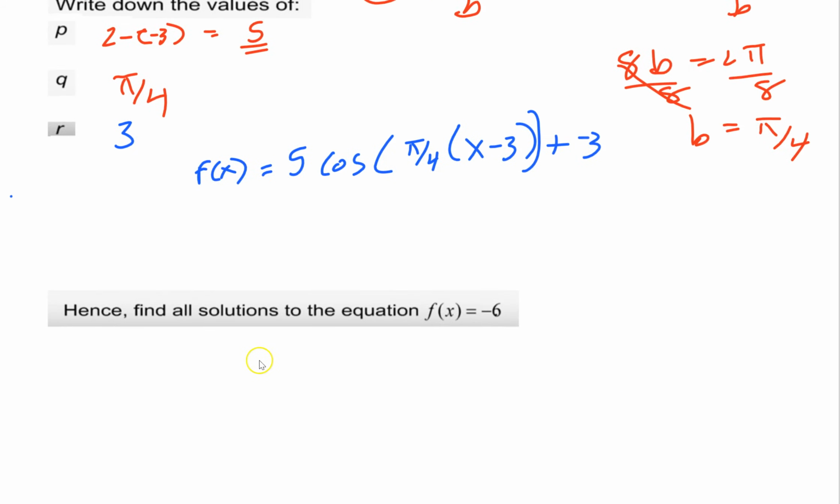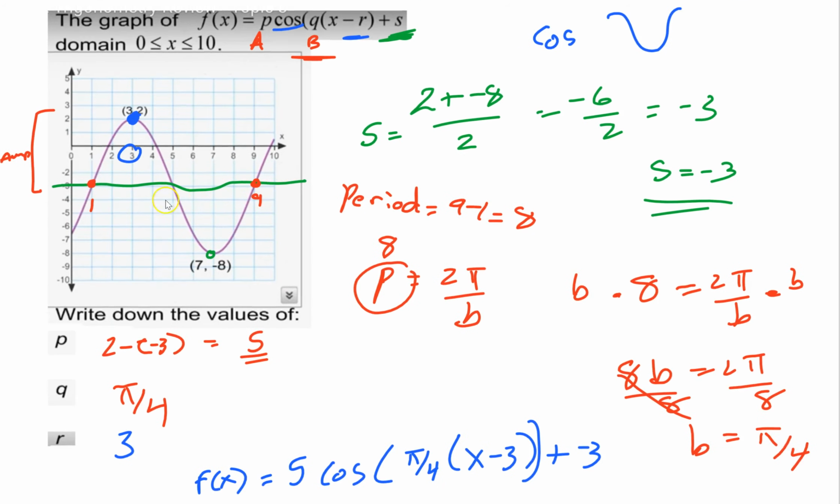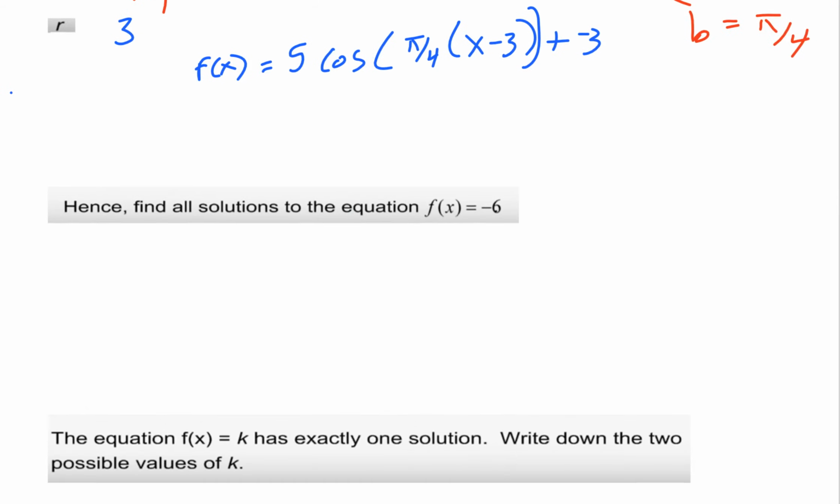Here's this part. Hence, find the solutions where the equation f of x equals negative 6. So where does y equal negative 6? Let me see my graph here. If I draw this, this is what they mean. I have 3 answers. And now here's the problem: they do not cross nicely. Like that looks like it might be 6, but it doesn't cross nicely. So I'm going to have to use a calculator to do this. I'm going to put this into my calculator.